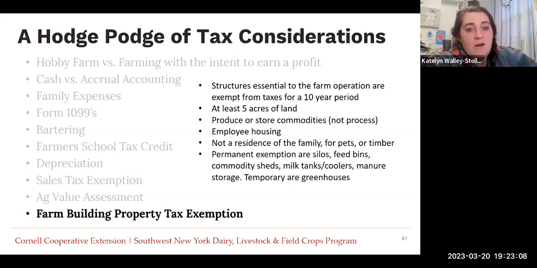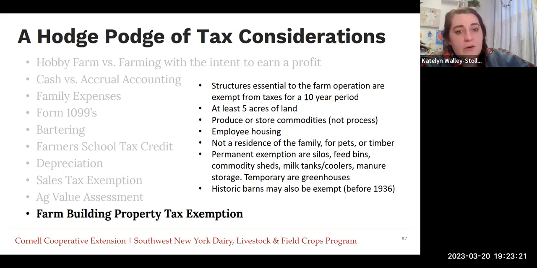Permanent exemptions are usually given to things like silos, feed bins, commodity sheds, milk tanks and coolers, and manure storage. Greenhouses sometimes have a question mark, depending on the structure of the greenhouse. And historic barns that were built before 1936 can also qualify for property tax exemption.